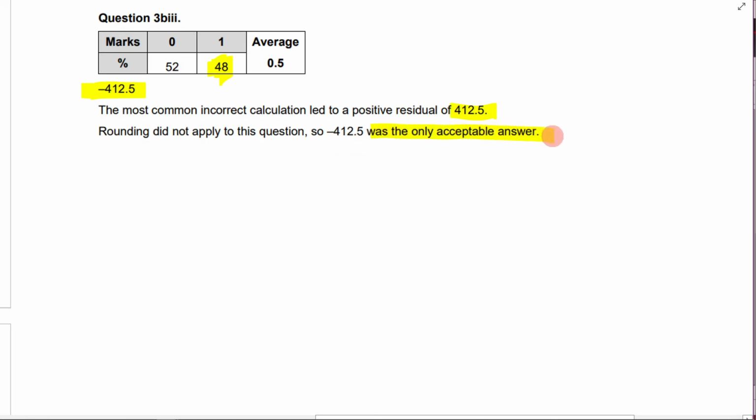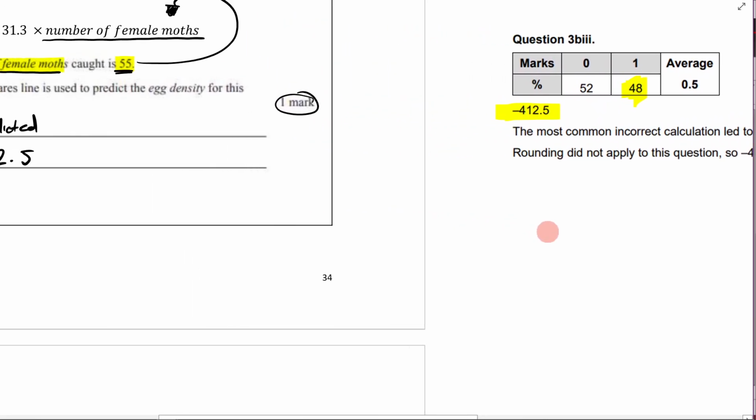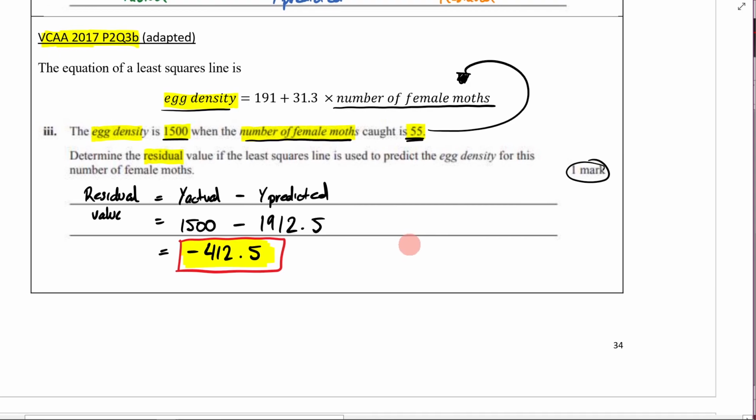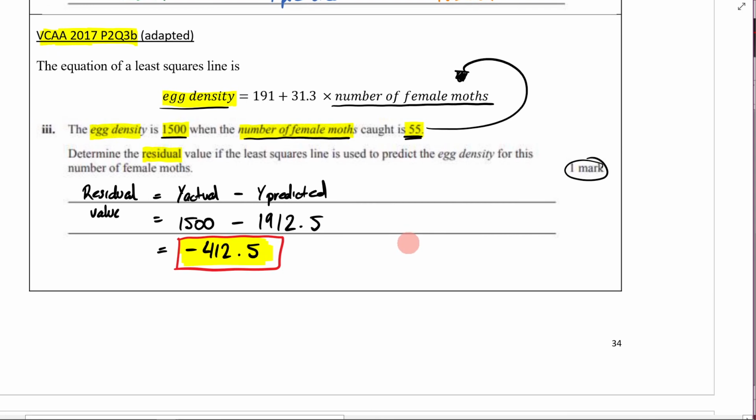So you're only ever rounding when they tell you to round. Don't just round for the fun of it. Only round if they tell you to round. Hopefully you found this little explanation helpful and you feel comfortable with these types of questions.